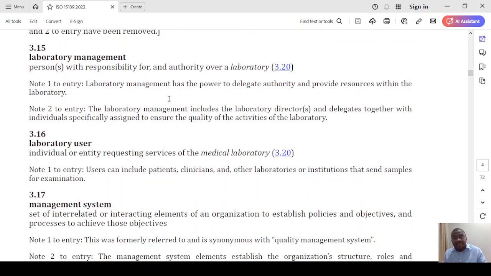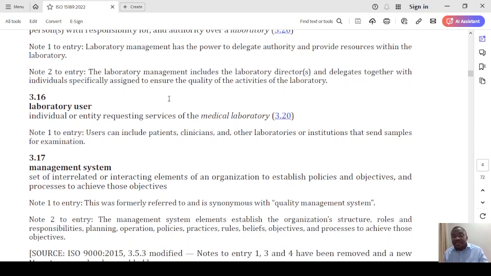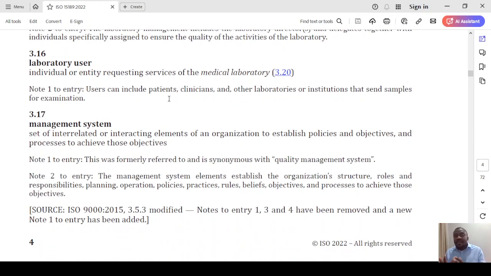Then we have laboratory management. This is a person or persons, so it can be a group of people that sit together to form what they call lab management. Okay. You have the lab user, which is an individual who can be a patient, a clinician, anybody that is using the medical services.